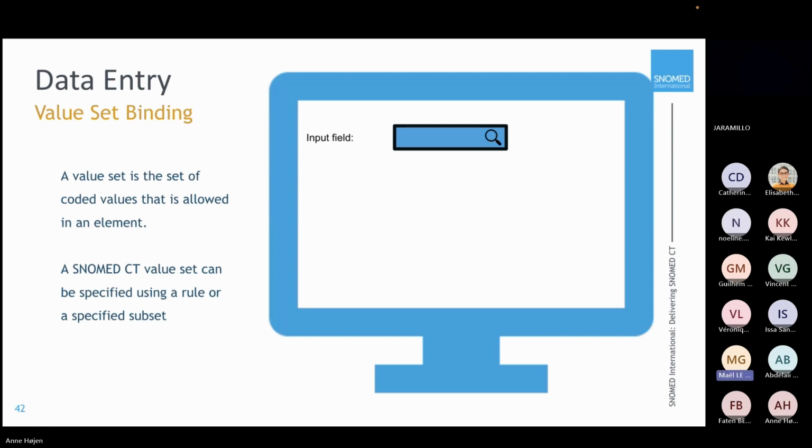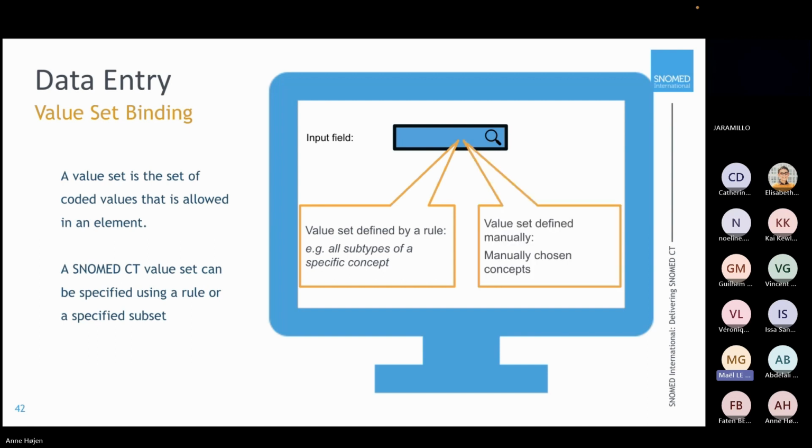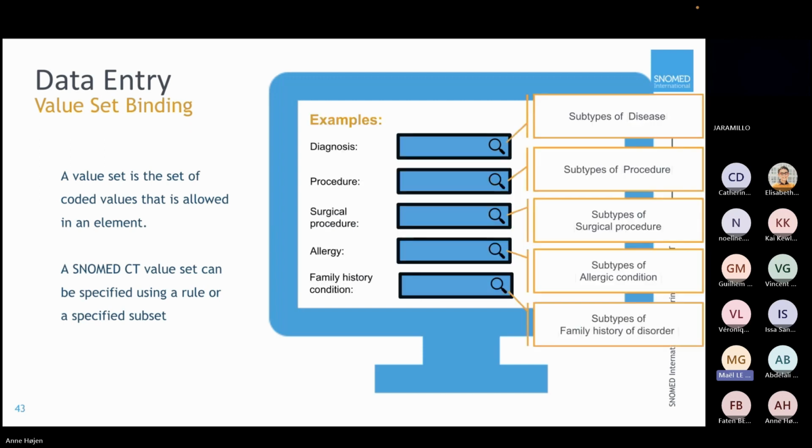So these input fields can be whatever. The one thing that determines what type of input field that you can use is probably more the number of options you have for selection. So if you have a range of diagnoses to select from, you may want an input field where you can do a text search. And then how you constrain that set can either be determined by a rule, for example, all the diseases or all the surgical procedures, but you can also specify manually, we want these 50 codes to be searchable in this field.